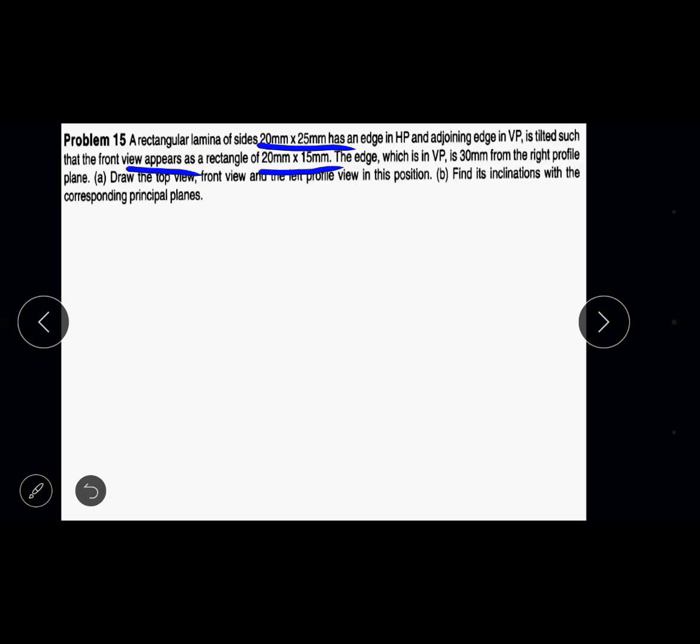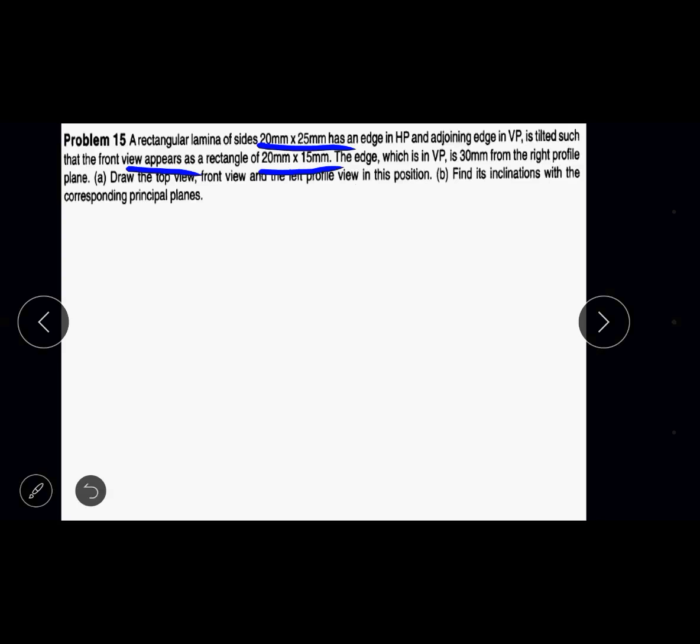So this is the case given. The irregular lamina is given in the form of a rectangle of dimension 20 into 15. So it's clear. Then now tell me, the rectangle's longer edge is 20, shorter edge is 25. Should I go for shorter edge resting or longer edge resting? Which one should I go for?